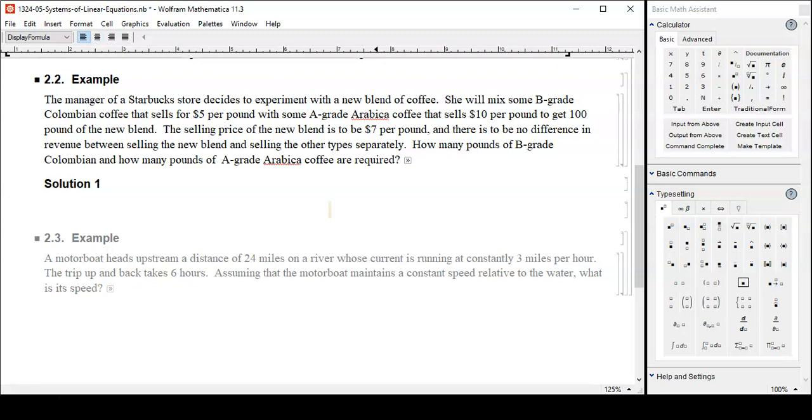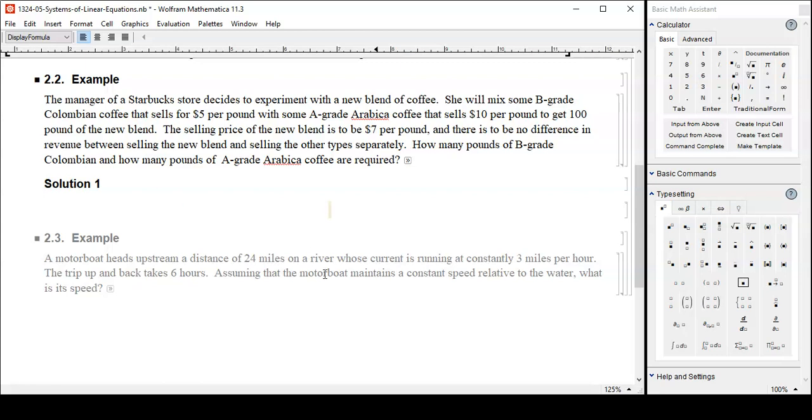As usual, I hope you can see this as a system of linear equations problem by identifying two variables. There are two types of coffee, so two unknowns. This is going to be a system. So we have B-grade Colombian and A-grade Arabica.